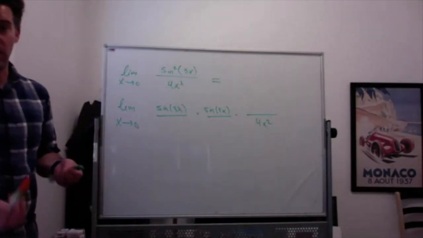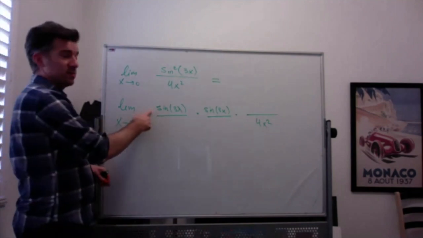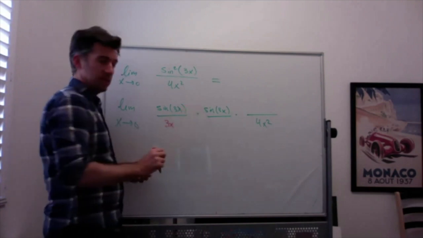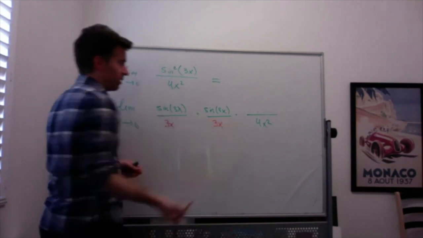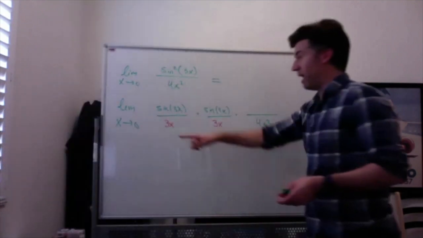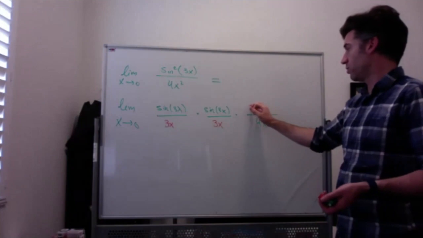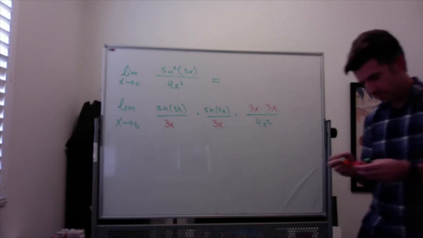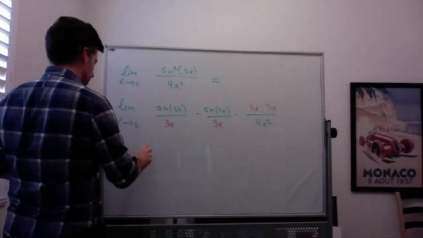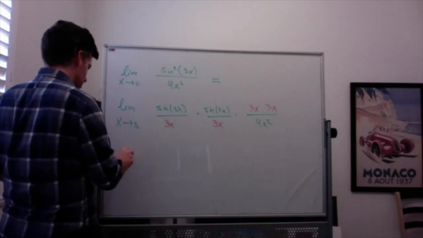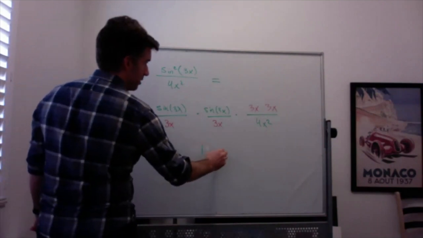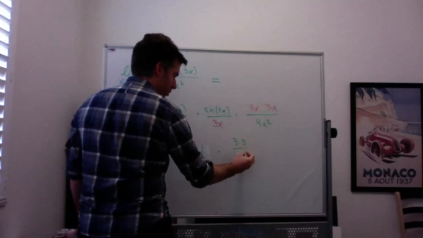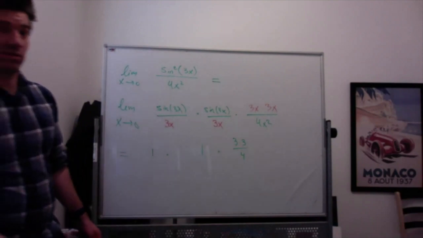And then just like a few problems before, what do I wish was beneath sine of 3x? A 3x. What do I wish was beneath sine of 3x? A 3x. But then I need to balance those 3x's in the denominator with 3x's in the numerator. So then this ends up equaling 1 times, the x's cancel, and I get 3 times 3 over 4, which ends up being 9/4.